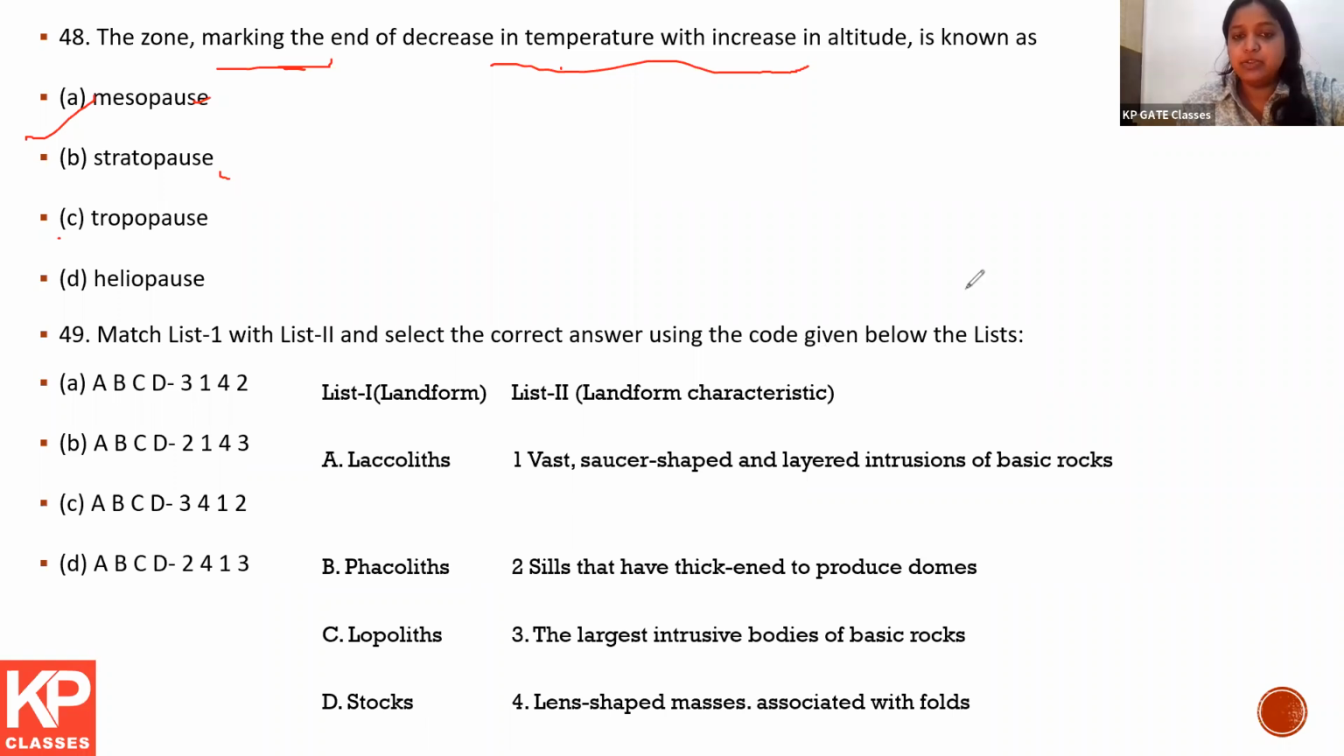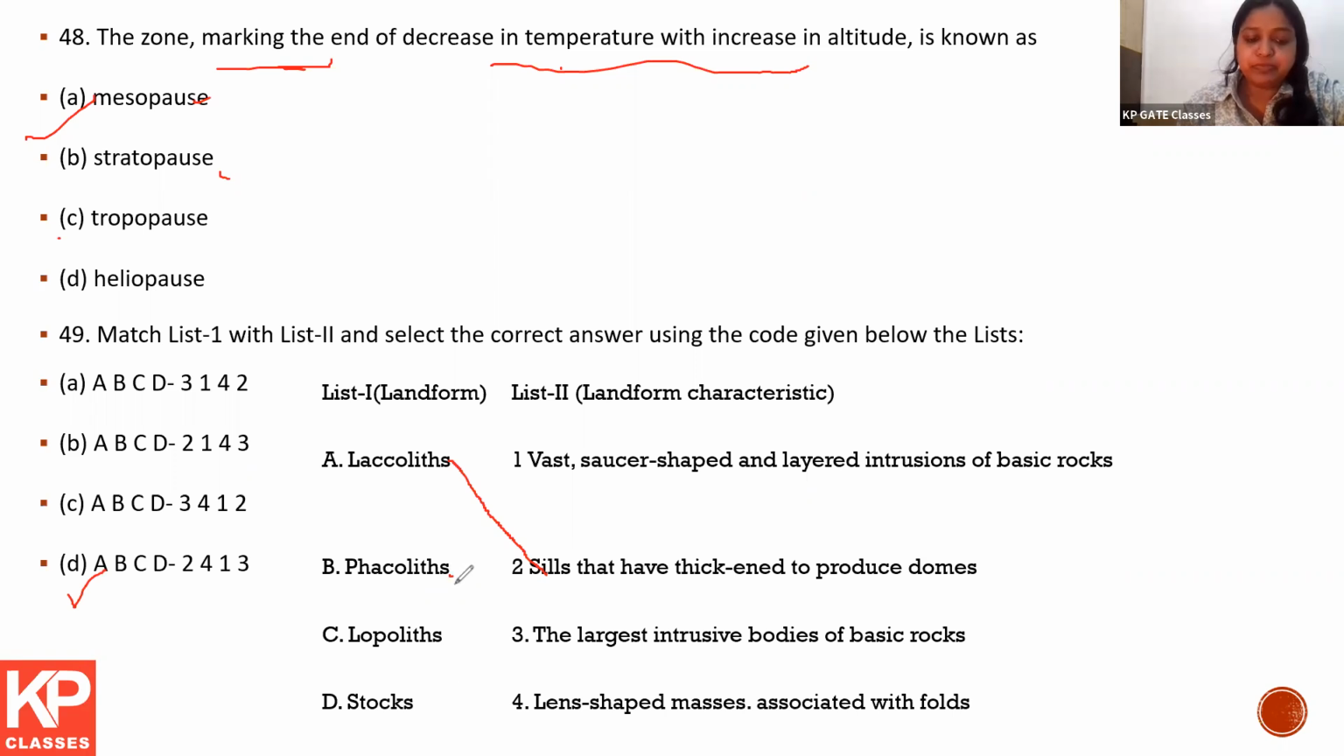Next one, match List 1 with List 2. Select the correct answer using the code given below. So this is a match-the-following question: laccolith, phacolith, lopolith, and stocks. This is actually a very easy question. The answer is option D. Laccoliths are sills that have thickened to produce domes.